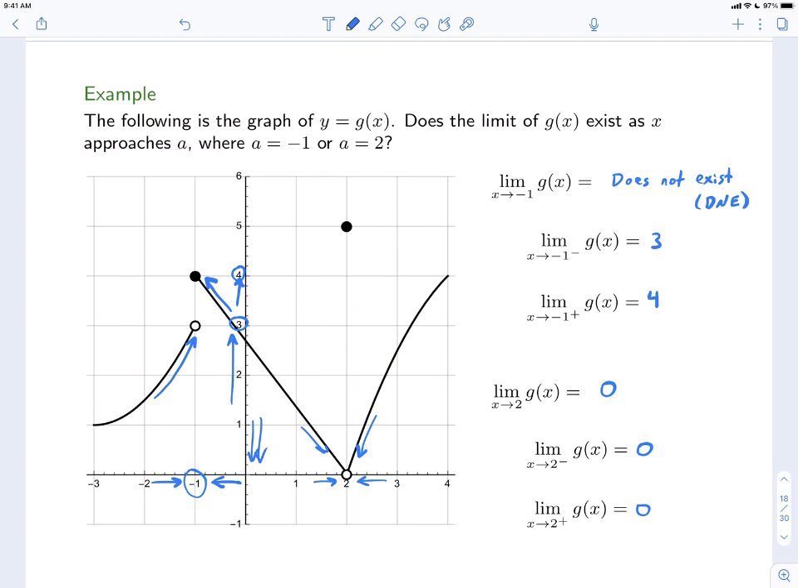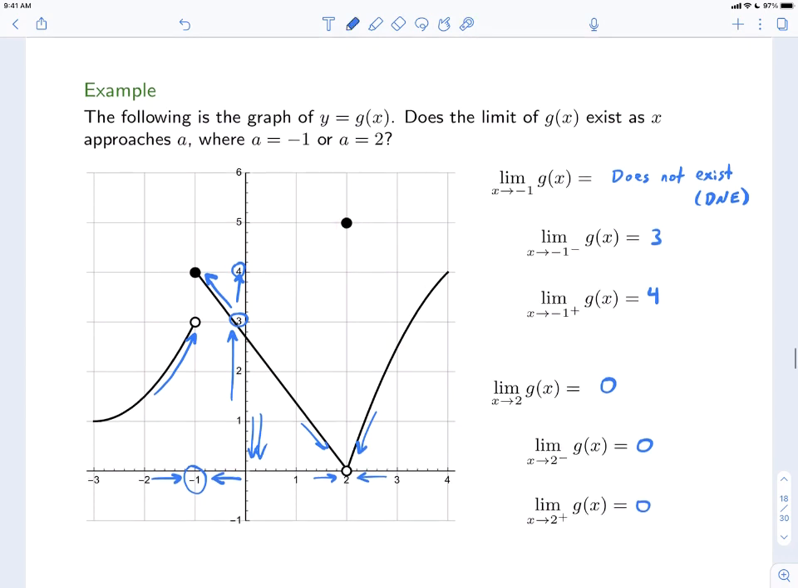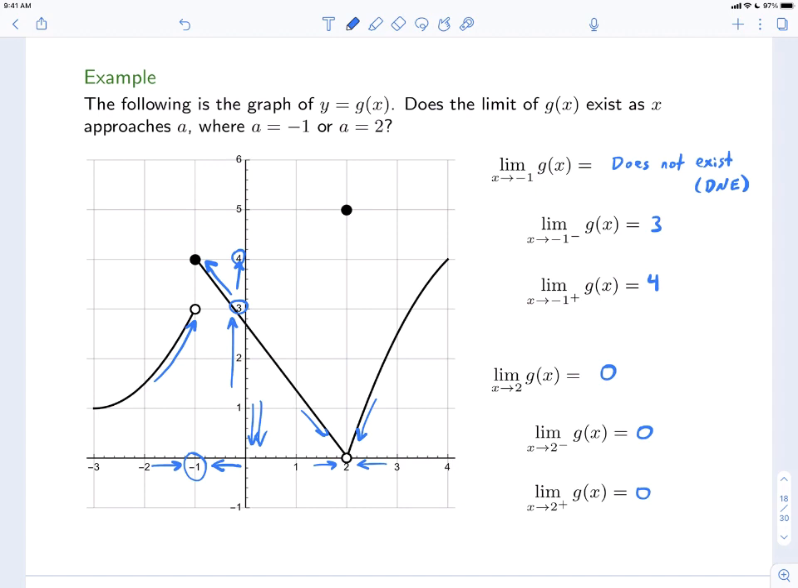Now notice that g at 2 is defined. g at 2 is equal to 5. That's this point right here. So g of 2 is equal to 5. But this is not equal to the limit as x approaches 2 of g of x, because that limit, the limit as x approaches 2 of g of x, is equal to 0.